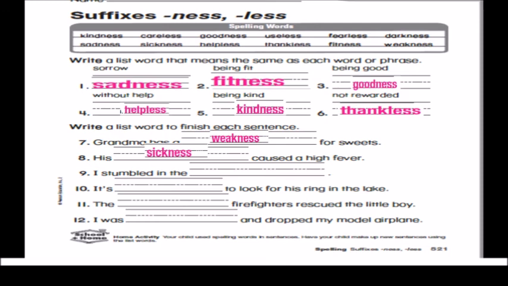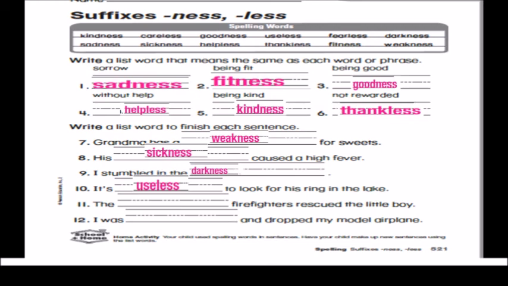Number 9: I stumbled in the darkness. Number 10: It's useless to look for his ring in the lake. If you lost your ring in the lake, can you get it again? No, so it's useless. It's useless to look for his ring in the lake.